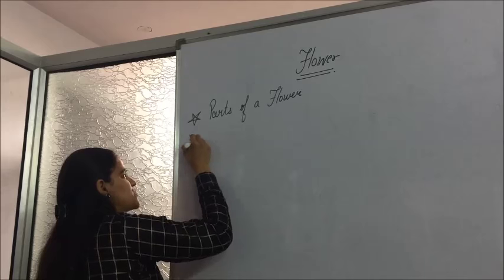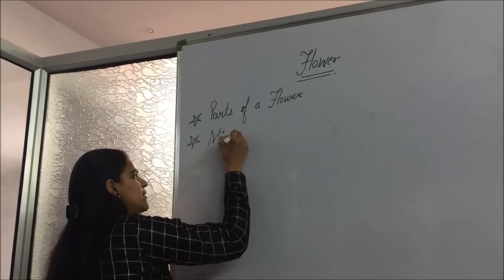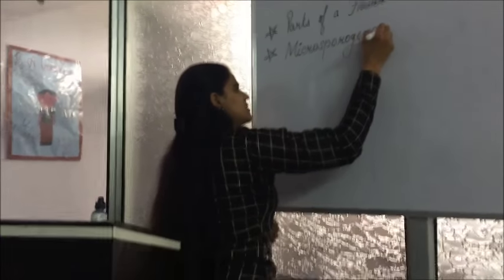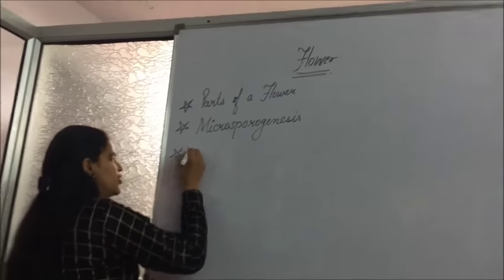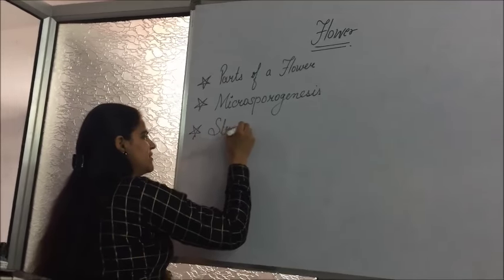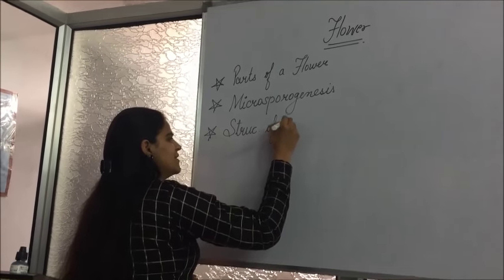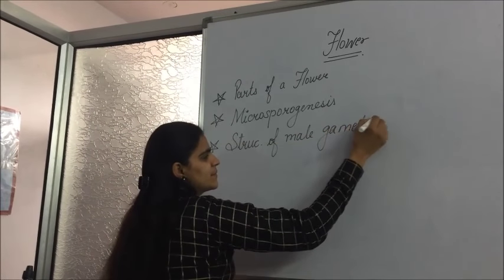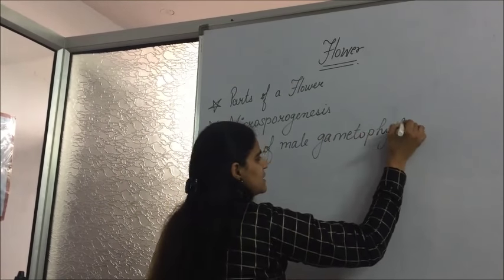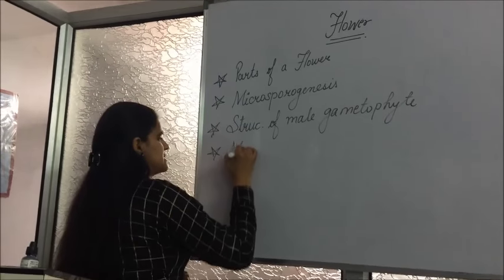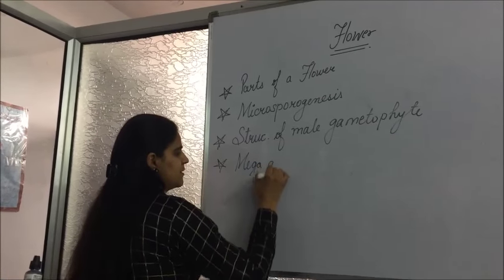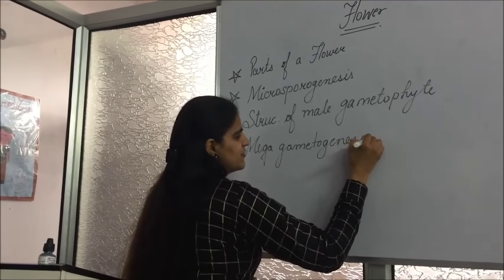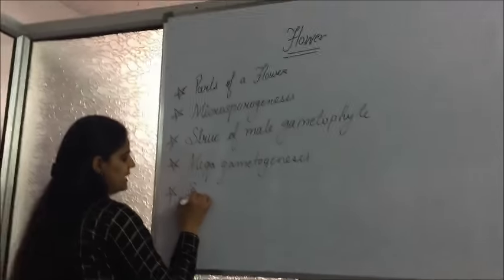Second, microsporogenesis. Third, structure of male gametophyte. Fourth, megagametogenesis. Fifth, structure of female gametophyte.